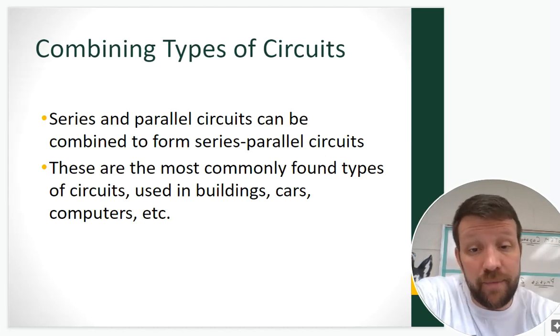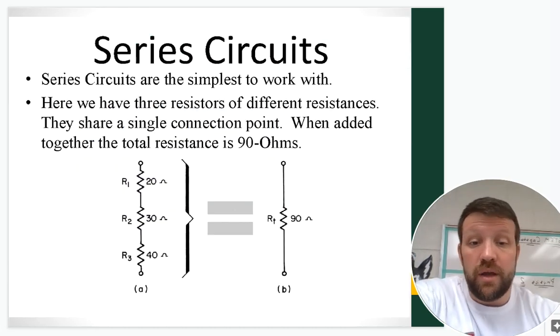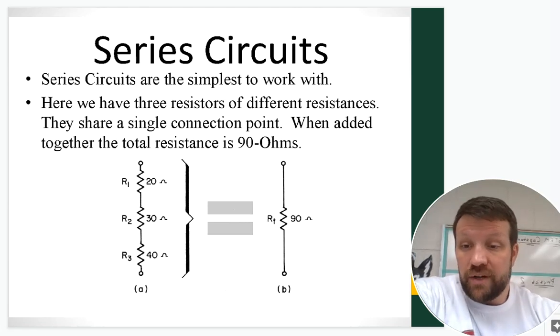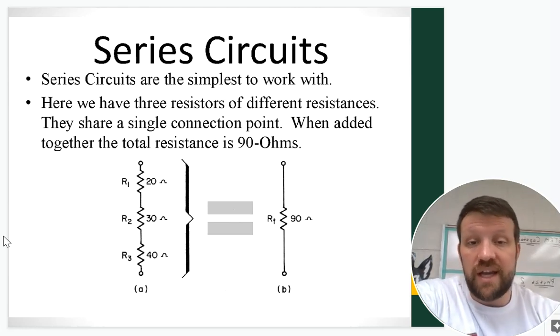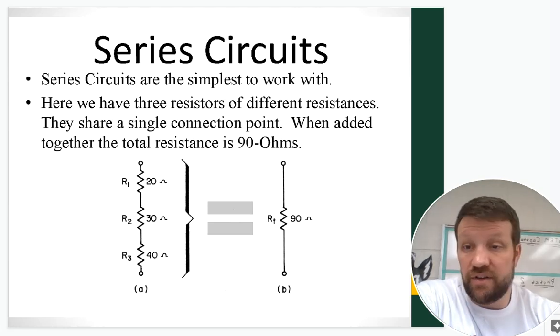So we had to combine them to form, well, we'll get into this coming up here in just a sec, right? Our series parallel circuits. So series circuits, again, put them all together, 20 plus 30 plus 40 is 90. Boom, that's our overall resistance in a series circuit there.